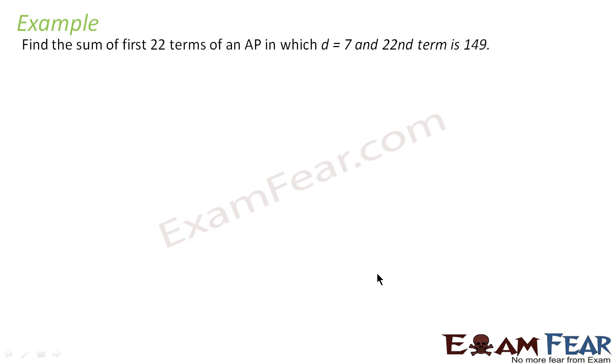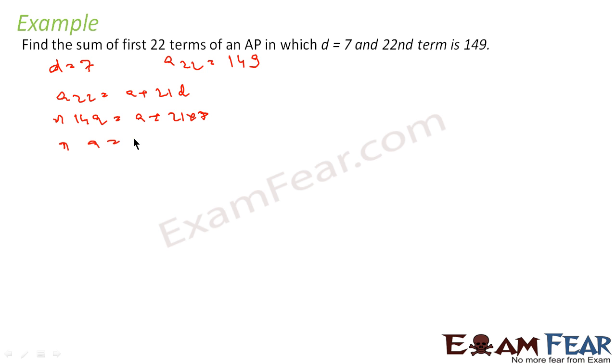Find the sum of the first 22 terms of an AP for which d = 7 and the 22nd term is 149. That is, d = 7 and a22 = 149. Correct? So we can say that a22 is nothing but a + 21d, or 149 = a + 21 × 7, or a = 149 − 21 × 7, that is 147, or a = 2.